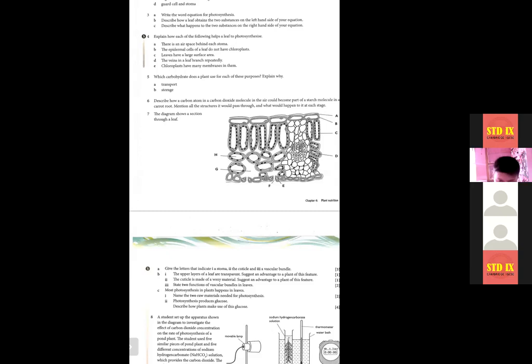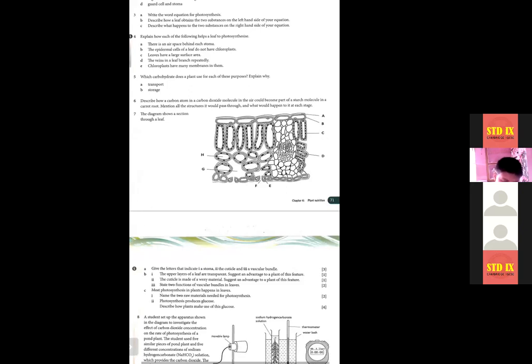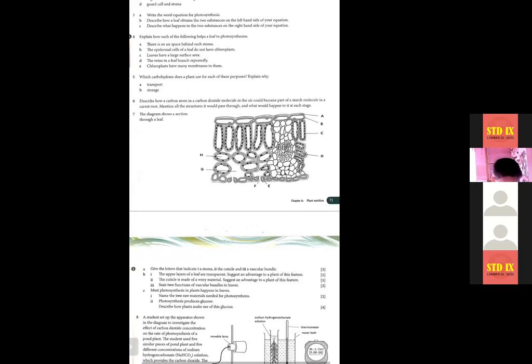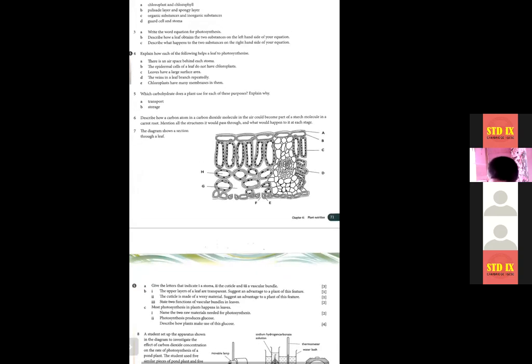And now look here, at question number 7. The diagram shows a section through a leaf. You have already seen this diagram previously. Now question A is give the letters that indicate the stoma. Which letter is indicating the stoma here? F. Letter F is indicating the stoma here.